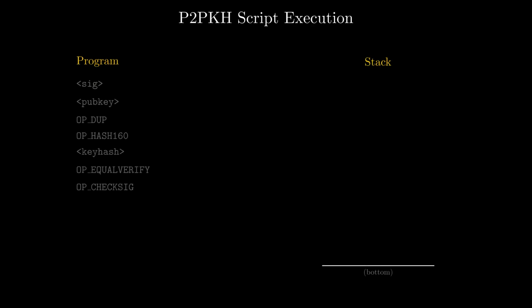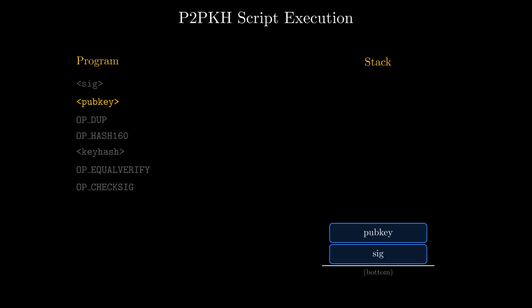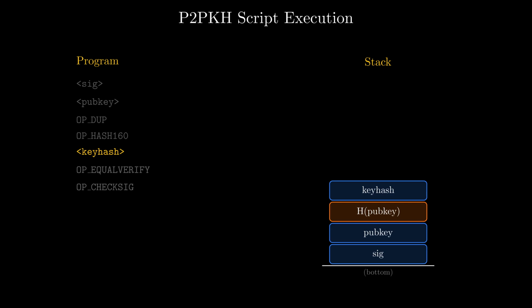Walk through the execution. First, push the signature onto the stack, then push the public key. The stack now holds the signature, with the pubkey on top. OP_DUP duplicates the top item, so we have signature, pubkey, pubkey. OP_HASH160 pops the top pubkey and replaces it with its hash. Stack: signature, pubkey, hash of pubkey. Now push the committed key hash from the output script.